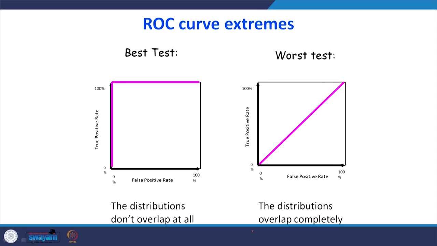In these extreme cases, see that the two distributions do not overlap at all. In the previous picture which I showed, there were two cases: true negative and true positive on this side, then false positive, false negative. If the two distributions are not overlapping, you will get a very ideal case, that is the best test. If the distributions overlap completely, then you will get this kind of diagonal. This is the worst test.